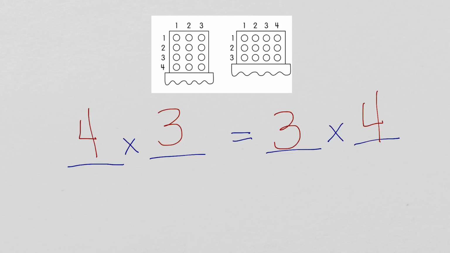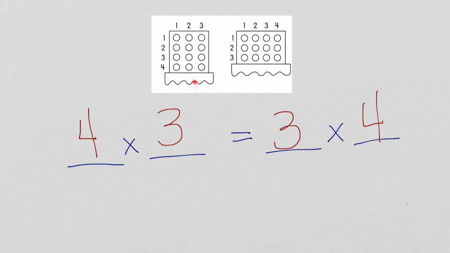Good. So look here. We've got an equals fact. It's saying that 4 rows of 3 equal 3 rows of 4. Or it's also saying 4 groups of 3 equal 3 groups of 4, or 4 times 3 equals 3 times 4, right? There are all different ways of saying it, but they're saying they're equal.